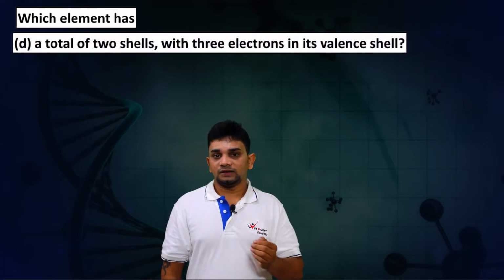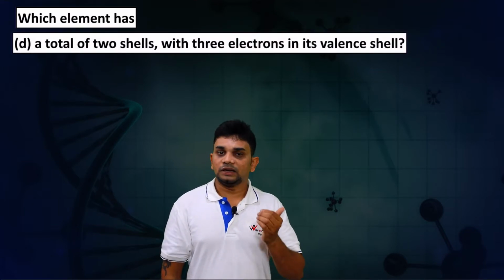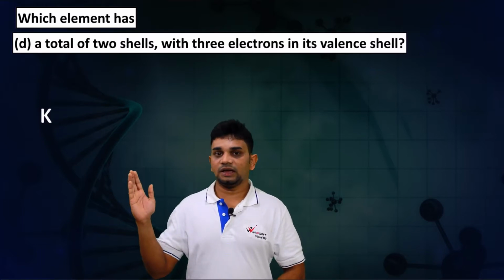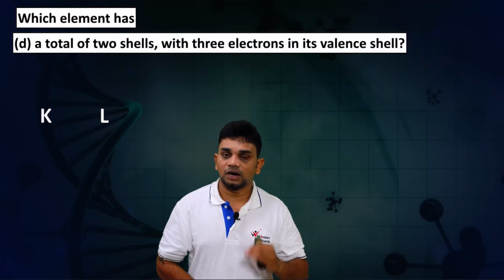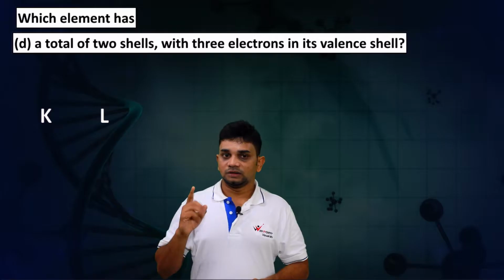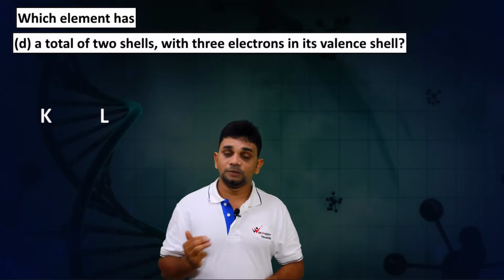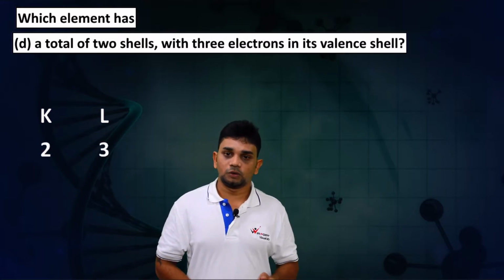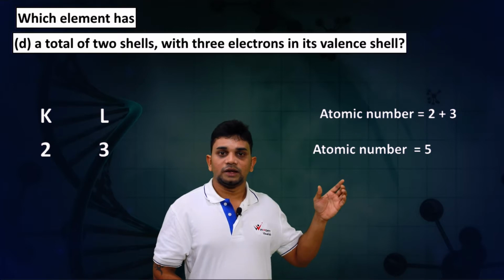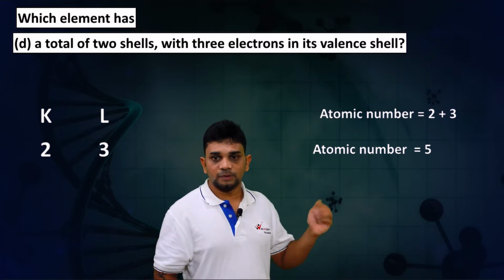Next one. A total of 2 shells with 3 electrons in its valence shell. There are 2 shells, K and L, and the number of electrons in the outermost shell is 3. The number of electrons in L should be 3, right? So 2, 3. 2 plus 3, 5. Atomic number is 5, which means the element is boron.